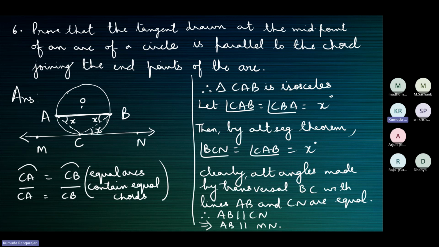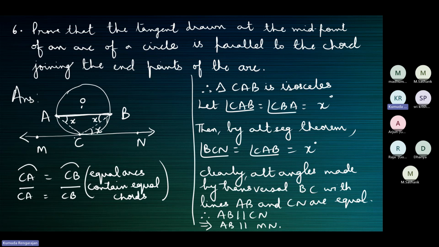For which we'll have to join CA and CB. Since C is the midpoint of the arc, arc CA is equal to arc CB. Equal arcs contain equal chords. So chord CA is equal to chord CB, which makes triangle CAB an isosceles triangle. So the base angles are equal. We have marked them X.